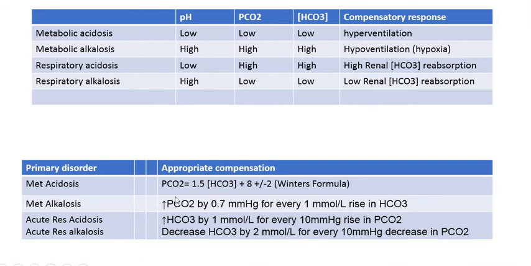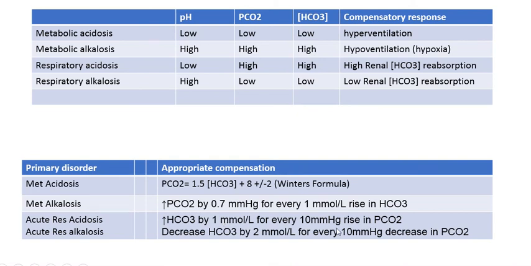The lungs will hypoventilate. They will retain 0.7 millimeters of mercury of partial pressure of carbon dioxide for every 1 millimole rise in bicarb. Because as we said, if you have metabolic alkalosis like here, that means you have a high serum bicarb. So to compensate, the lungs will retain carbon dioxide. The lungs will retain carbon dioxide by hypoventilating. However, this is limited by hypoxia. If you have acute respiratory acidosis, the kidneys are going to compensate in a few days. How do the kidneys compensate?